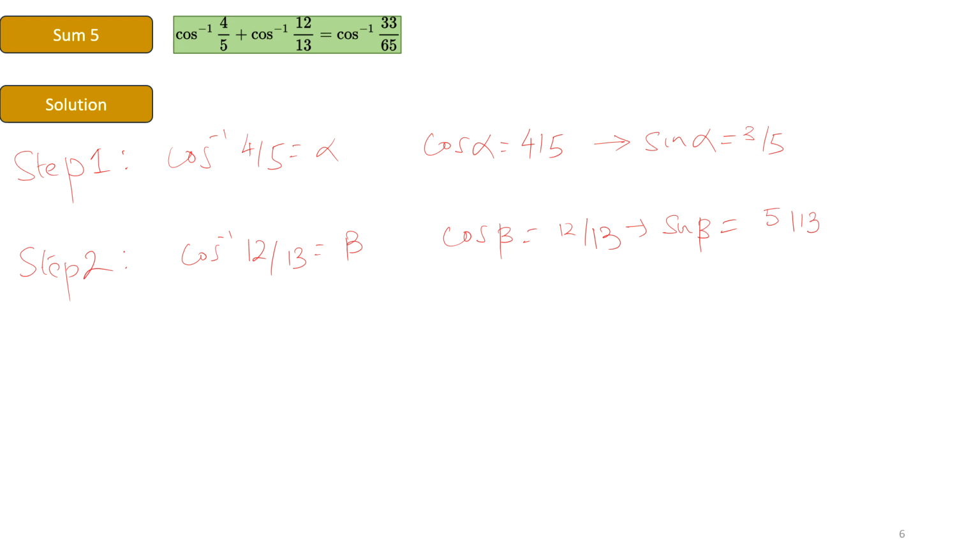Cos of alpha will be 4 by 5. Cos of beta will be 5 by 13. Corresponding values of sine alpha and sine beta will be 3 by 5 and 12 by 13 respectively. In step 3, we apply the formula of cos alpha plus beta. From the previous steps, we already know the values of cos alpha, cos beta, sine alpha, and sine beta.